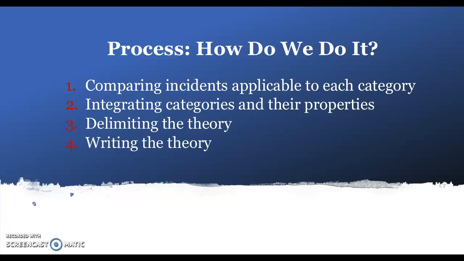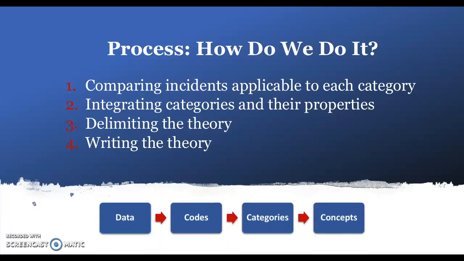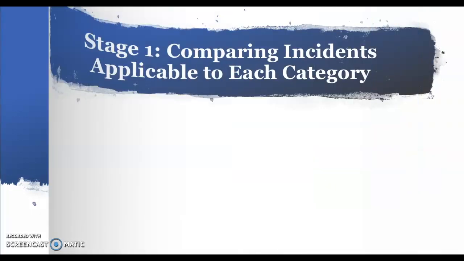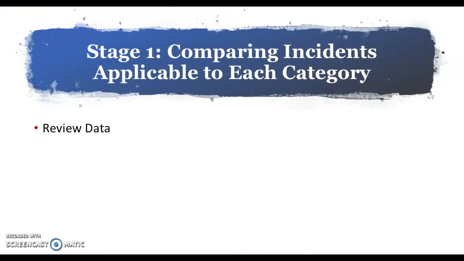Remember, the process involves constantly comparing data, codes, categories, and concepts, and can relate to studies that aren't necessarily generating new theory. The method begins when the researcher reviews the data and situations presented by the data. Many times, situations are referred to as incidents. This information jumpstarts the comparison process.